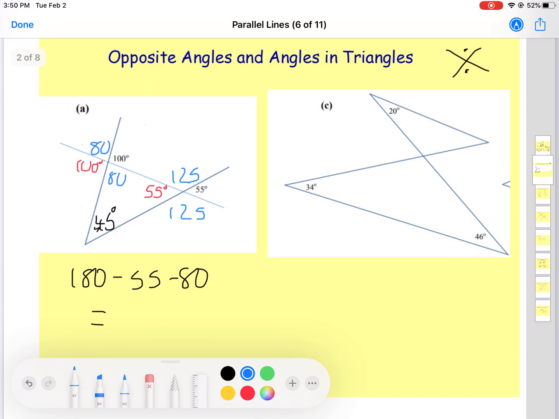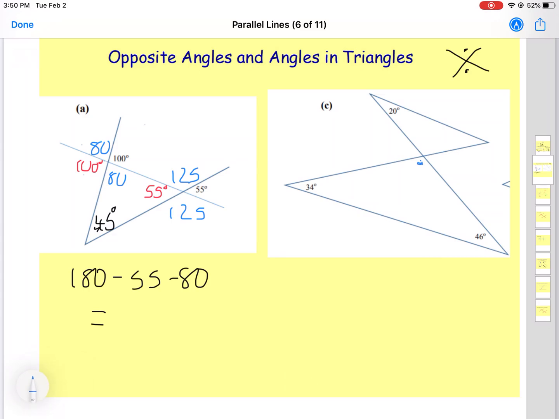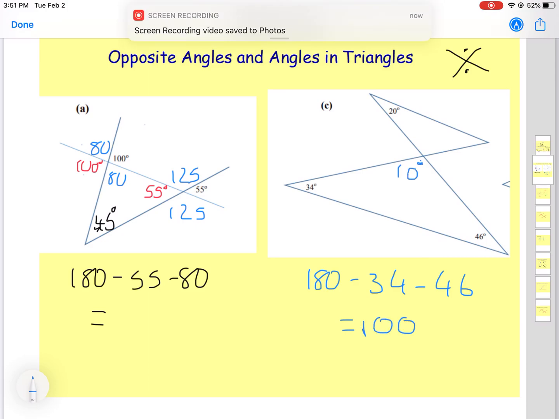Now, the question C here, or the one on the right hand side, I'm going to fill in that angle up the top there, first of all. And the way I'm going to do that is by doing 180, take away 34, take away 46. Now that's because that angle is in a triangle with 34 and 46. So that will give me 100. So that angle up here is 100.